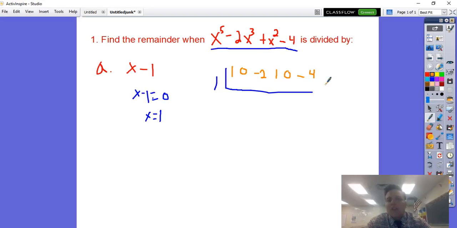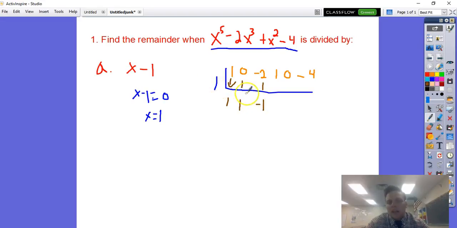To actually do the division part, the first thing you do, and you will do the same thing every single time, is take the first number and drop it down. You don't do anything, you just drop it down. Next, multiply the number you're dividing by with the number right here. So 1 times 1, which is 1. Next, add these two together. So 0 plus 1 is 1. Then you repeat that process again. 1 times 1 is 1. Add these two together. Negative 2 plus 1 is negative 1.